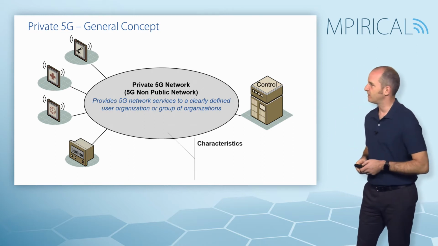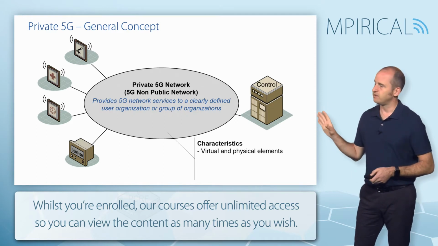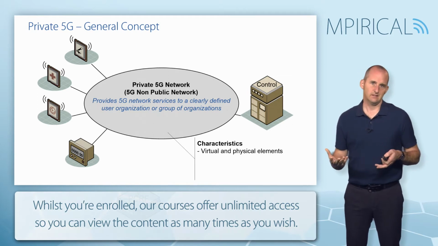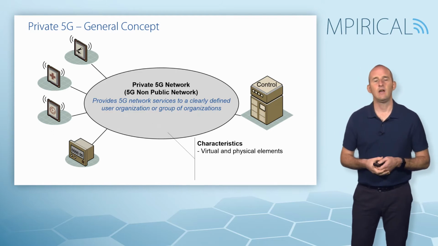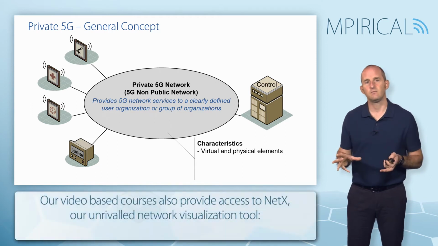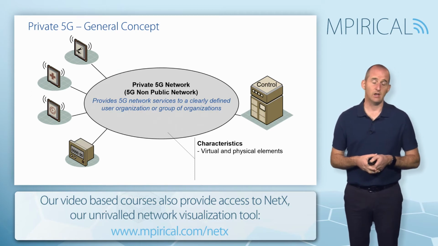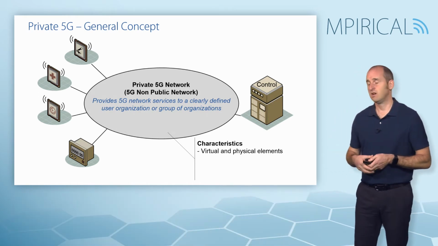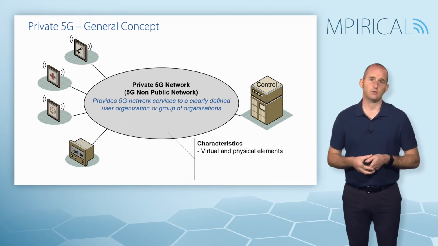So let's consider some of the key characteristics of this private 5G network. The first one is it could be a combination of virtual and physical elements. So it's highly likely that we're going to have physical RAN elements. So we ultimately need to deploy our RAN nodes around the private 5G physical area. However, things like the core network and even certain elements of the RAN could be and will be virtualized. So they could be virtualized at a data center on premises. They could even be virtualized within the cloud somewhere.